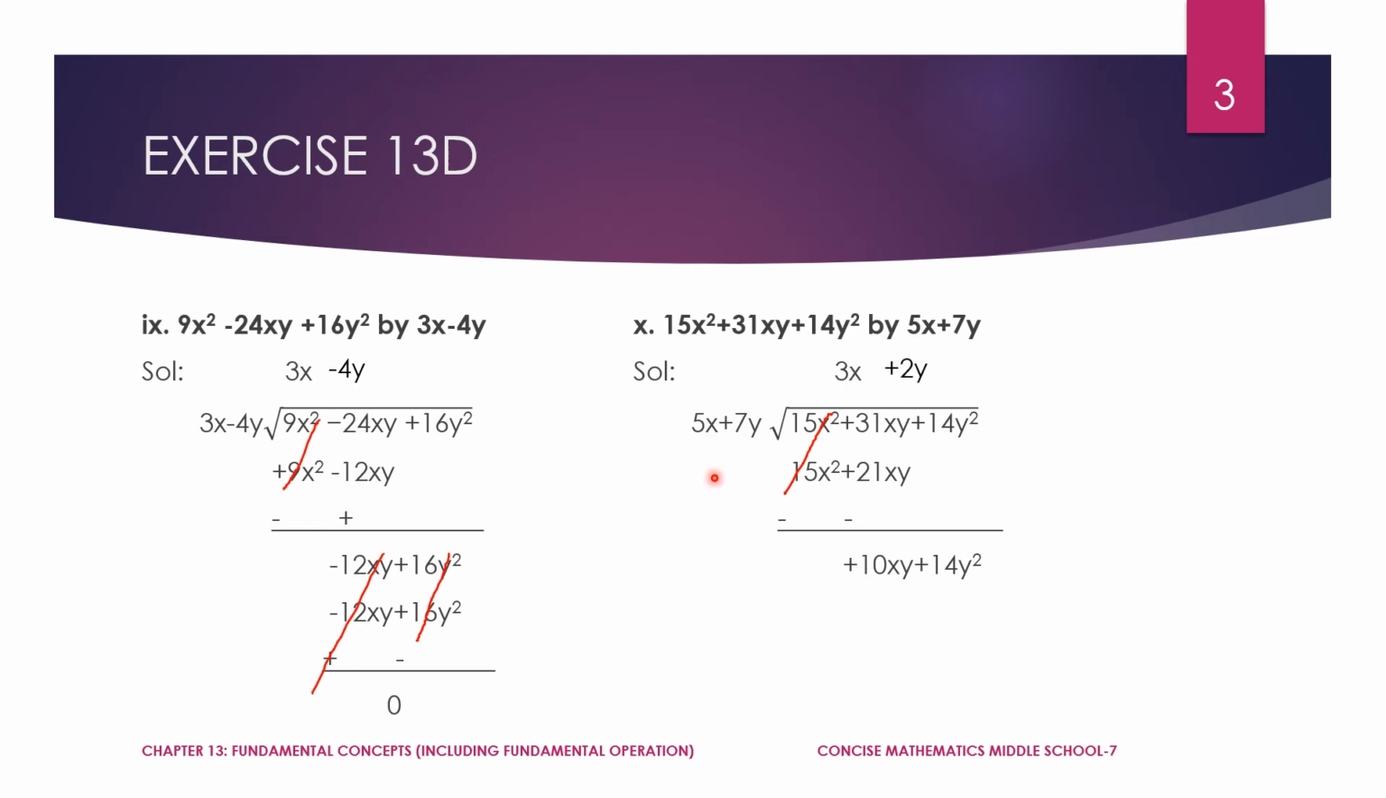So plus 2y, and this plus 2y should be multiplied on both sides, both the terms, and you can write it over here. And the signs of it change because we are subtracting. Like terms having different signs, that is plus and minus, get cancelled.